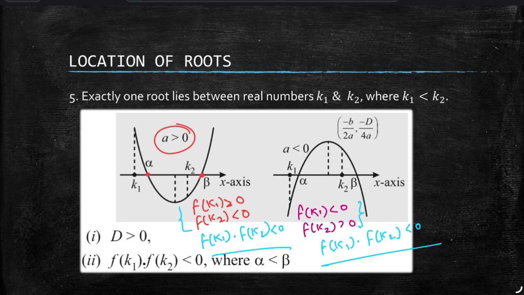the first condition will be D is greater than 0. That is obvious, the roots have to exist as two distinct roots, so D is greater than 0. And then the second condition will be f of k1 into f of k2 has to be negative.